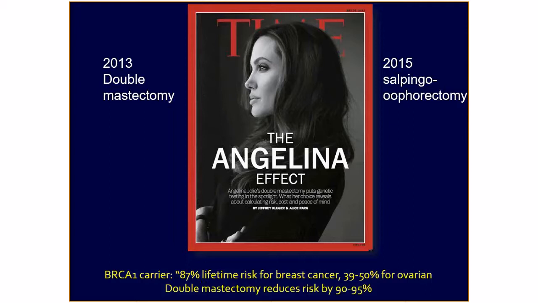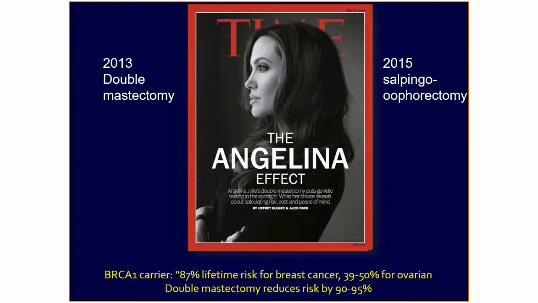I'm using this as a kind of education. Angelina Jolie, in 2013 and 2015, did a double mastectomy first to reduce breast cancer risk, and a salpingo-oophorectomy 2 years later to reduce ovarian cancer risk, because she is a BRCA1 mutation carrier. She has a strong family history and very high risk, and she did this. She wrote articles in newspapers to share why she made the decision.